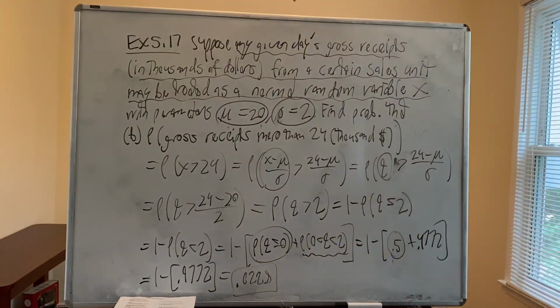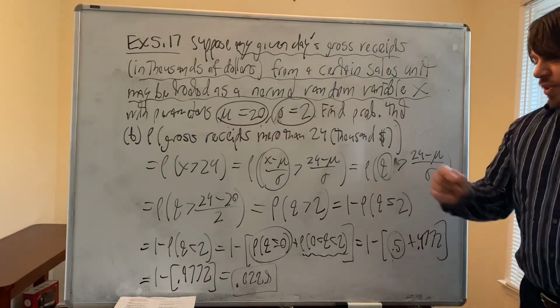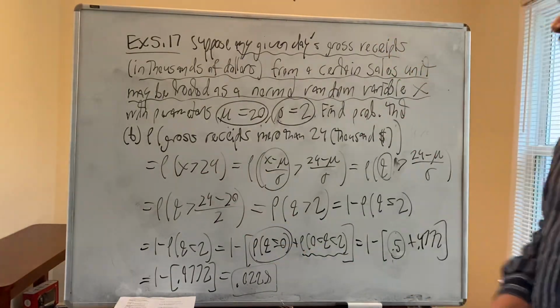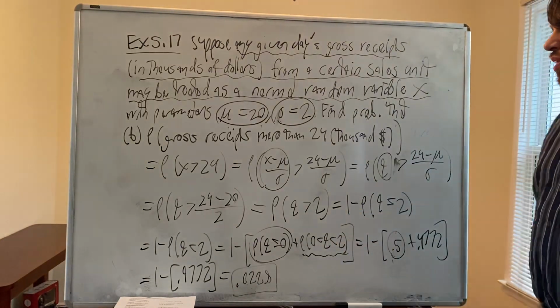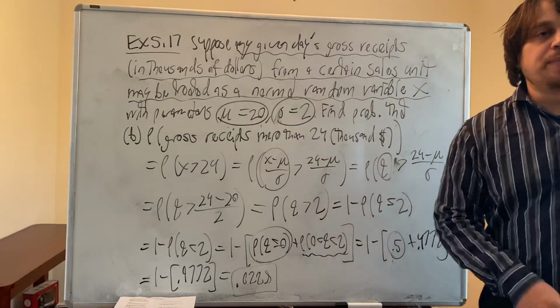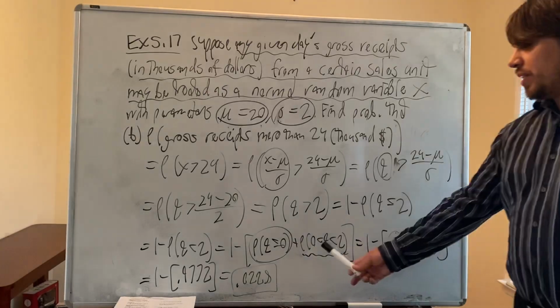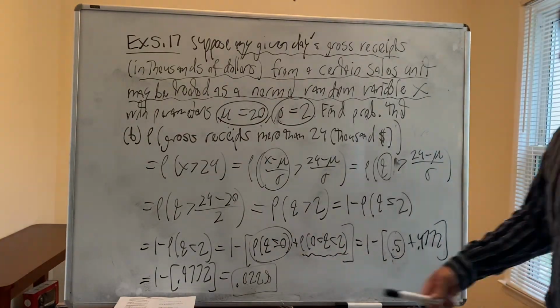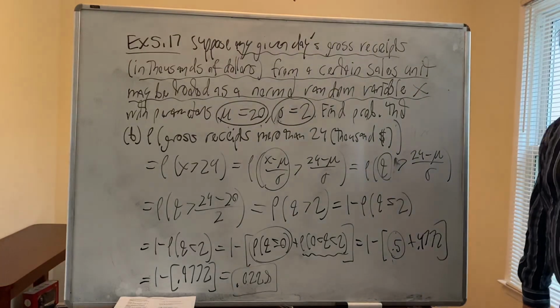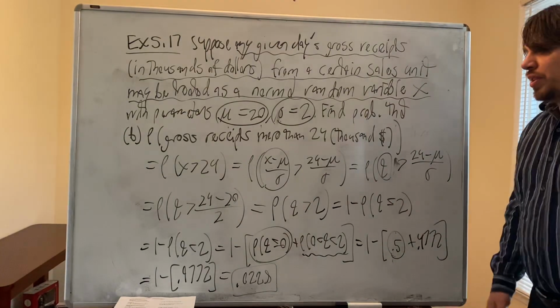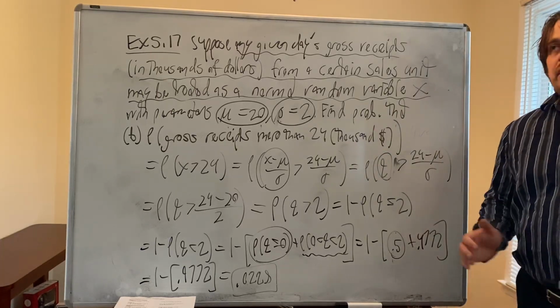And so the probability that the gross receipts are more than $24,000 is 0.0228. It was the probability that X, which was a normal random variable, is greater than 24, which equals the probability that Z, which is a standard normal random variable, is greater than 2. And then use the appendix and this fact to know this is 1/2. And then 1 minus that sum is 0.0228. So here's another example of that method of finding the probability of a normal random variable using the appendix to find probabilities of a standard normal random variable.